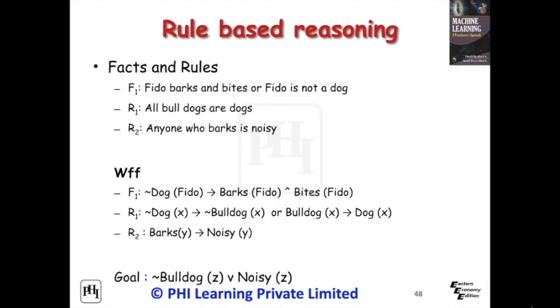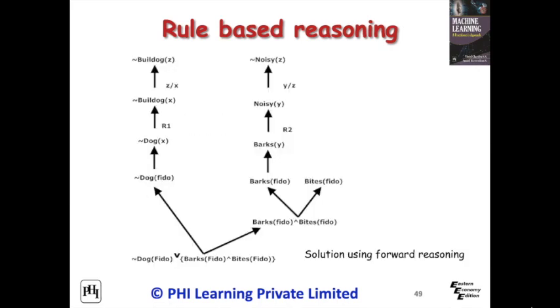Consider the facts and rules. Solve the following problem by forward chaining. The goal is to prove that there exists someone who is not a bulldog or who is noisy. The forward chaining is shown in the figure.